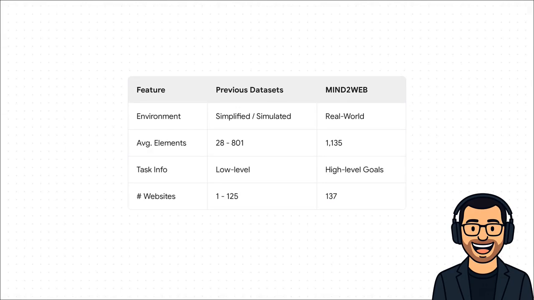This chart lays it all out, and it's really interesting when you look at the numbers. Previous datasets might have had a few hundred interactive elements per page. Mind2Web averages over 1,000. And instead of giving the AI these tedious step-by-step instructions, it gives it high-level goals. This is the kind of messy, real-world data you actually need to train a truly autonomous agent.